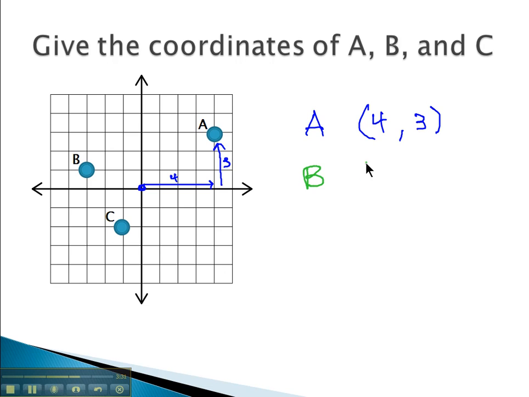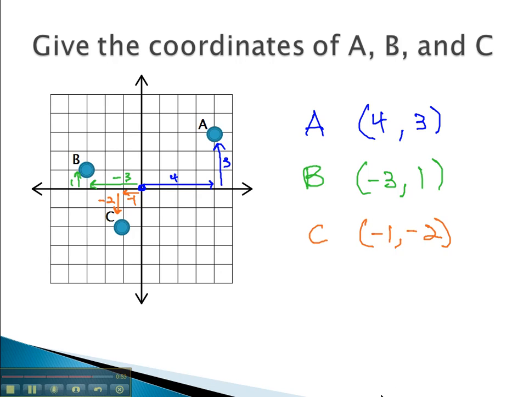With point B, its address from the origin, we'd have to go left 3, which we represent with a negative number, and then up 1. So, B would be negative 3, comma, 1. C, we go left and then down, so they're both negative numbers. Left 1, down 2. C is at the point negative 1, comma negative 2. Just giving the address or movement from the center, going right first, up second.